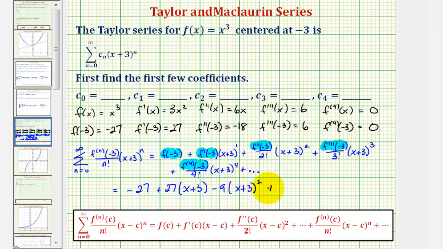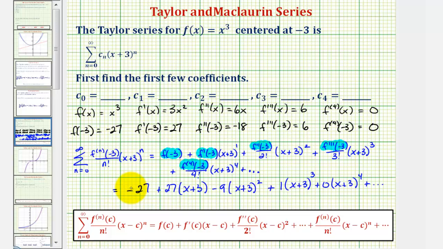Next we have plus f triple prime of -3, which is equal to 6. 3 factorial is also equal to 6, so we just have 1 times the quantity x plus 3 to the third. And the fourth derivative of f evaluated at -3 is actually 0. So here we just have plus 0 times the quantity x plus 3 to the fourth, and so on. Of course, this product here is 0. Let's leave it in this form so we can find c sub 0 through c sub 4.